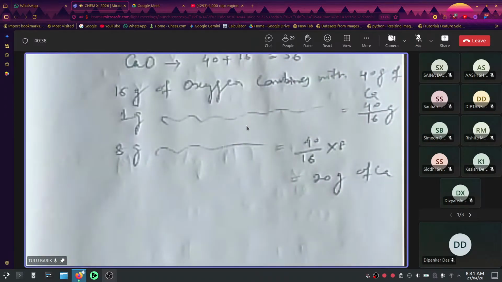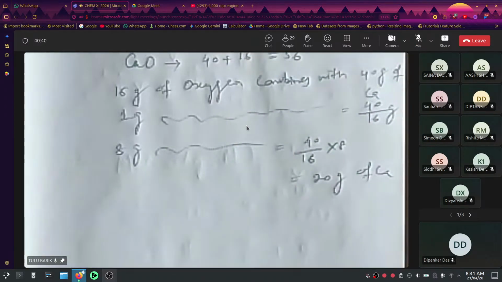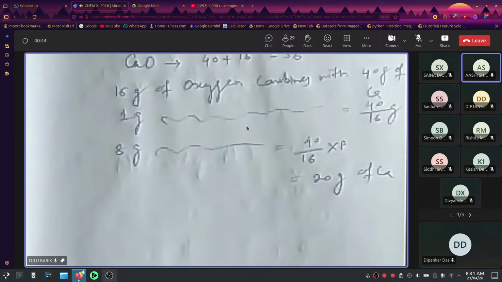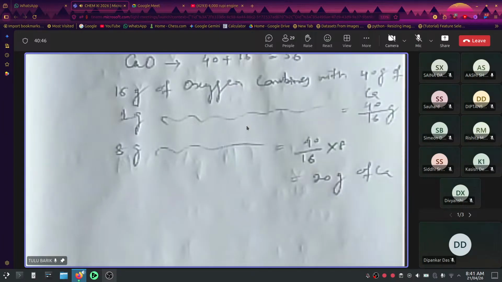Yes, sir. As per the definition, 16 grams of oxygen is combining with 30 grams of calcium. So 8 grams of oxygen combines with 20 grams of calcium. So as per the definition, you got the equivalent mass of calcium.